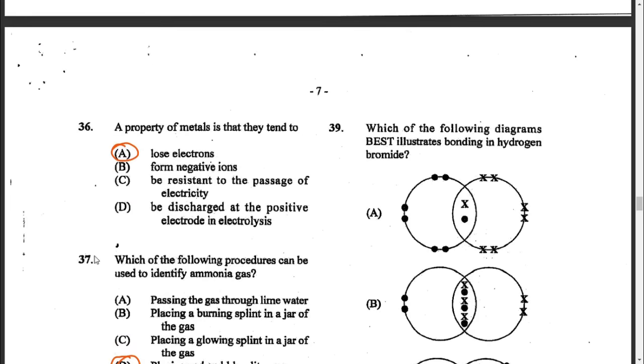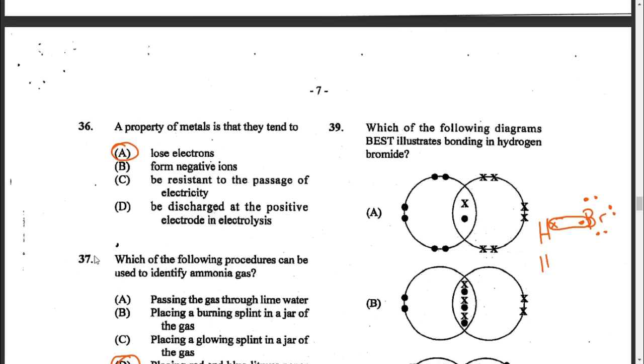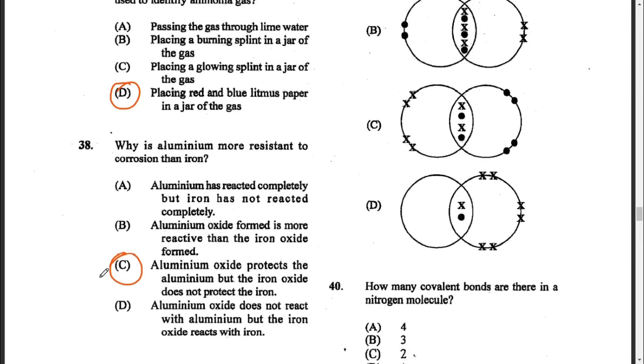39. Which of the following diagrams best illustrates bonding in hydrogen bromide? Hydrogen has 1 electron and the bromine atom has 7 electrons on its valence shell. And so both would go into sharing, forming a bond to give HBr. So we are expecting to see D. The answer is D.